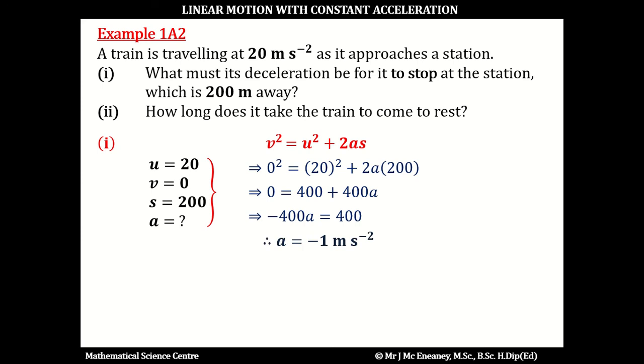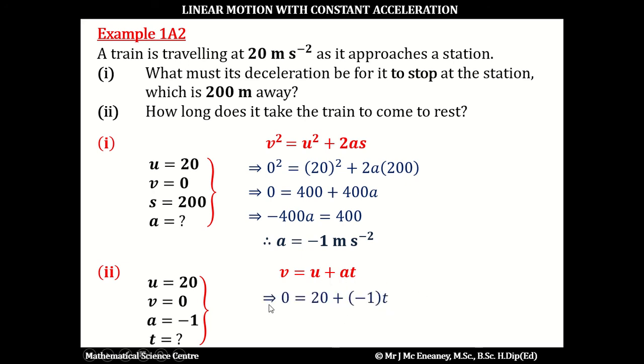In part 2, we want to find the time taken. We know u is 20, we know v is 0, we now know a is minus 1, and we want to find out what the time t is. So if we use v equals u plus at, because we know u is 20, v is 0, a is minus 1, and we're looking to find out the time, this means 0 equals 20 plus minus 1 times t. So 0 equals 20 minus t, and that means t equals 20 seconds.